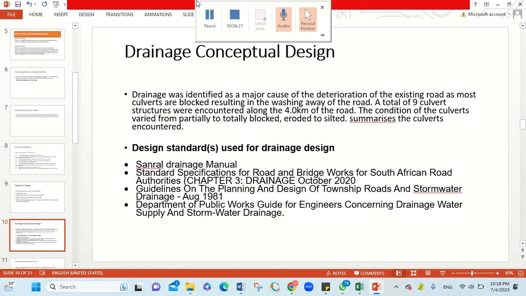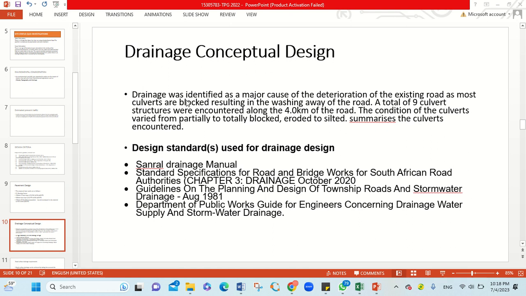For drainage. Drainage was identified as a major cause of deterioration of the existing road, as most culverts are blocked, resulting in washing away of the road. A total of 9 culvert structures were encountered along the 4 kilometers of the road. The condition of the culverts varies from partially or totally blocked to eroded, and this summarizes the culverts encountered.